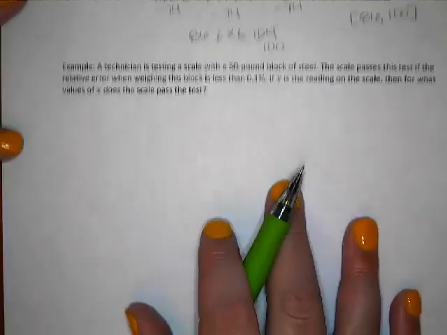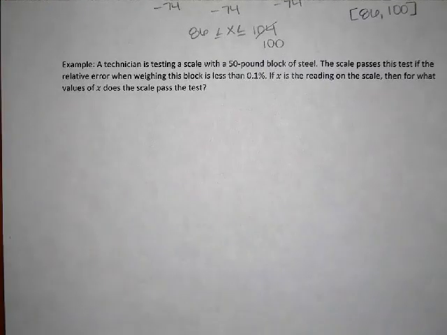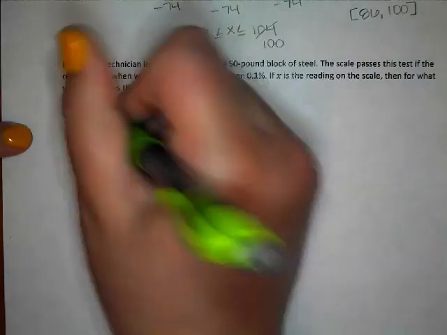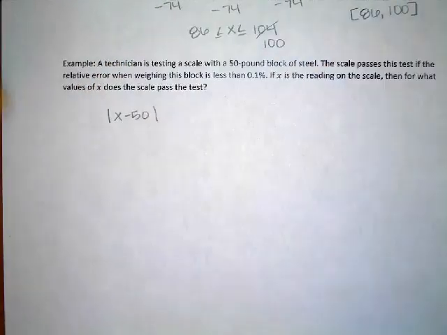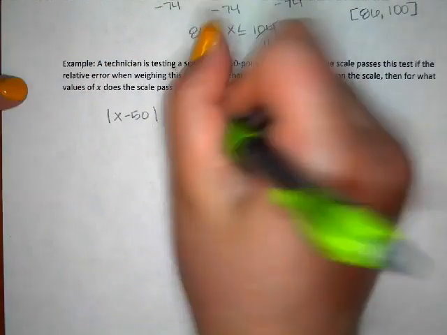All right, next, a technician is testing a scale with a 50-pound block of steel. The scale passes this test if the relative error when weighing this block is less than 0.1%. If x is the reading on the scale, then for what values of x does the scale pass the test? So the absolute value of x minus 50 is going to be the absolute error.